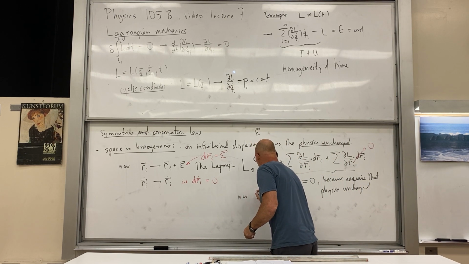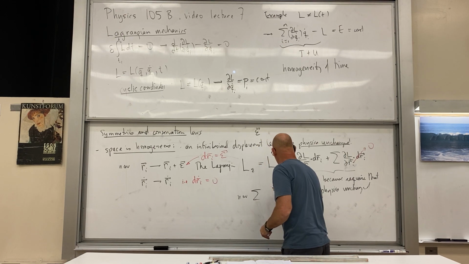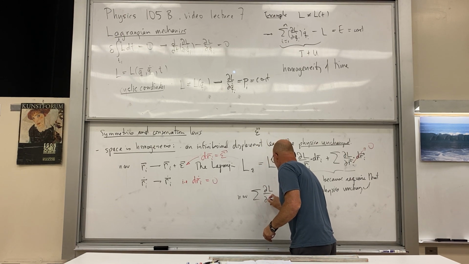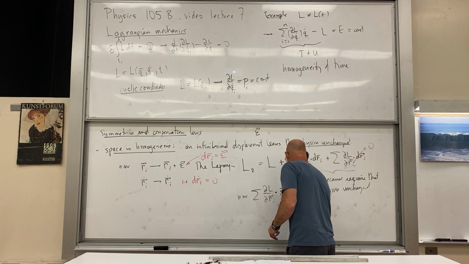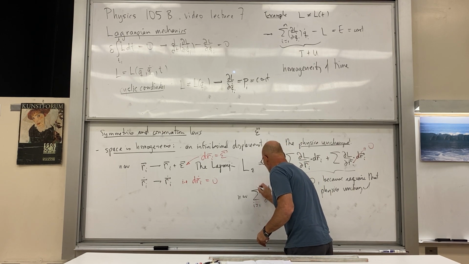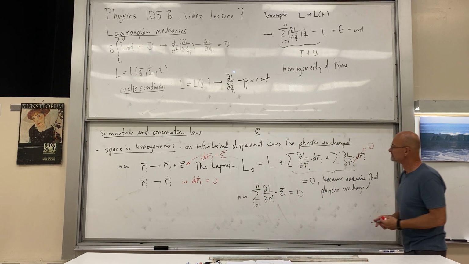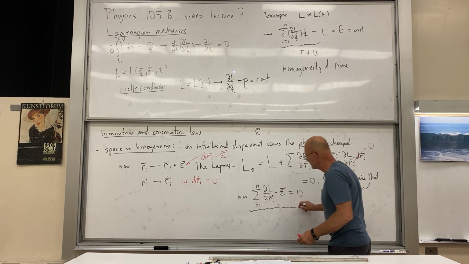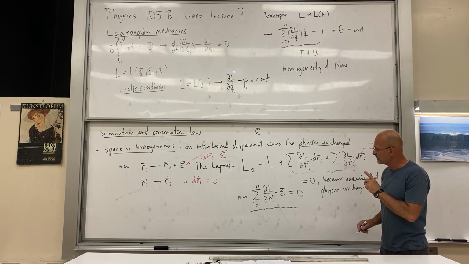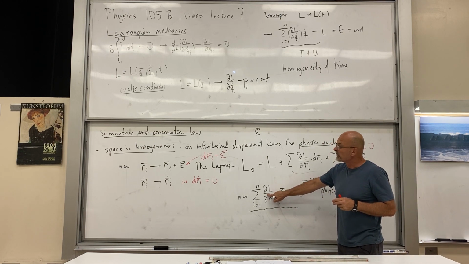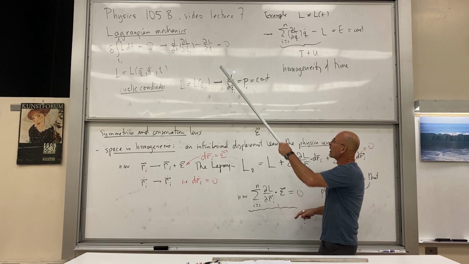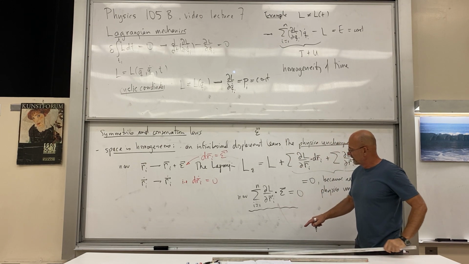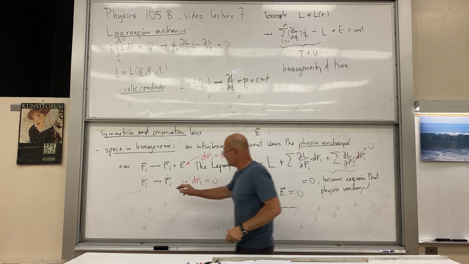So now, sum over dL dri dotted into epsilon is equal to 0, i equals 1 to n. So what are we going to do with this? Now there are two things. First of all, we have the other half of the Euler-Lagrange equation. So I'm just going to use this section of board.